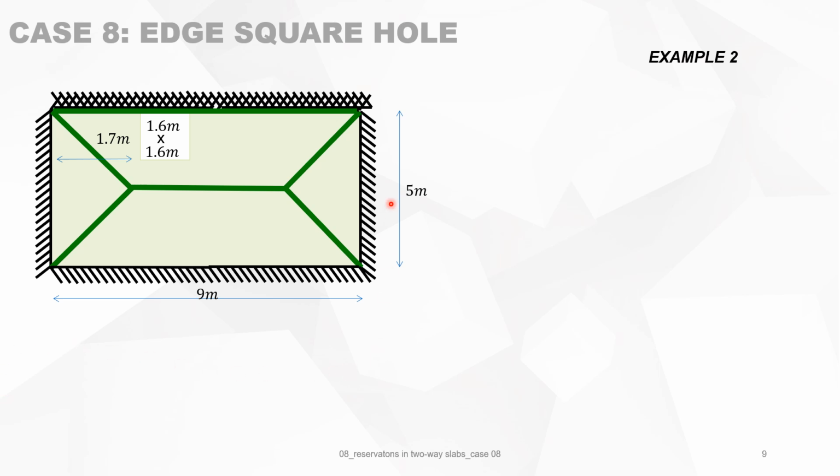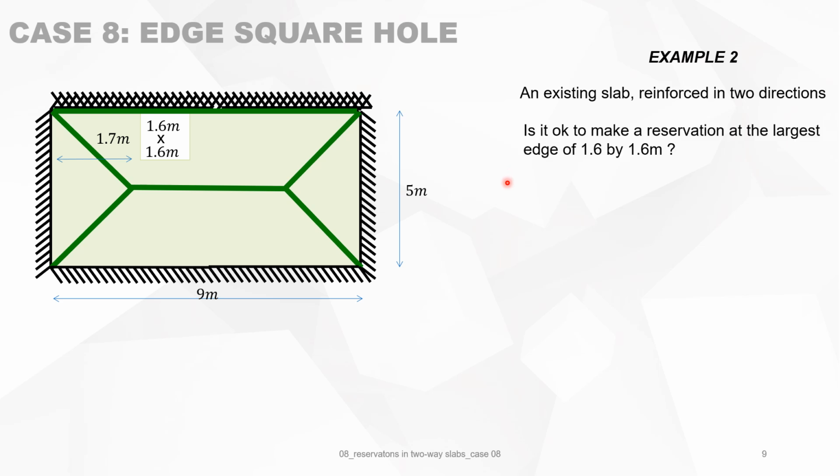Second example, we have a rectangular slab with those dimensions, and it's an existing slab. For the existing slab, we only know that it's reinforced in 2 directions, and top and bottom is the same reinforcement. But we don't know what the original load was. We don't know what is the exact reinforcement that was put in. So now the question is, is it okay to make a reservation at the largest edge of the slab? A reservation 1.6 times 1.6 at a distance of 1.7 from the side.